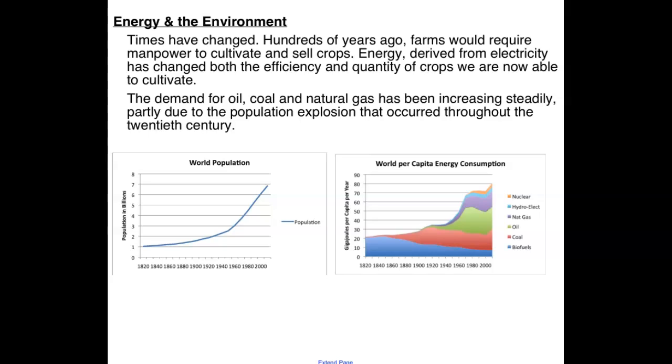So in this video, I'm going to quickly go through some of the things about energy and the environment. I'm also going to quickly talk about how to solve for efficiency. So in the last hundreds of years, what has happened in our population, you can see in this graph.